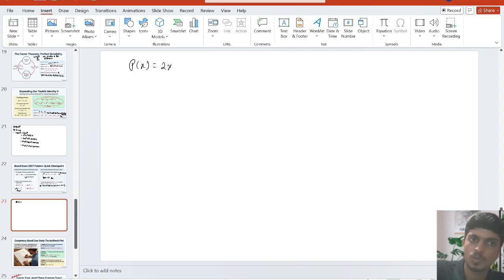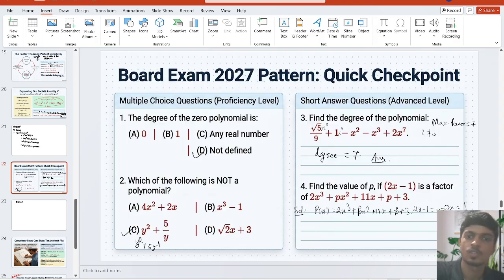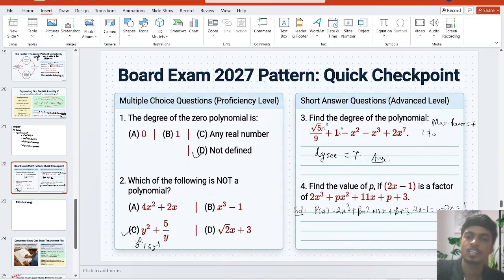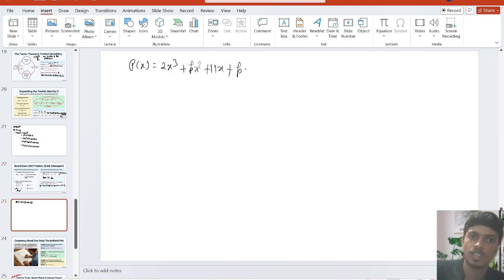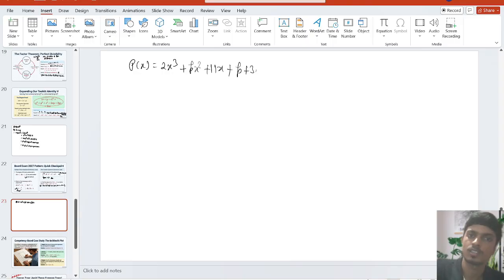p(x) is equal to 2x cube plus px square plus 11x plus p plus 3. This is the equation, and we say that 2x minus 1 is a factor. It means that 2x minus 1 equal to 0, we get x equal to 1 by 2. Therefore p(1 by 2) is equal to 0, meaning its remainder is equal to 0.